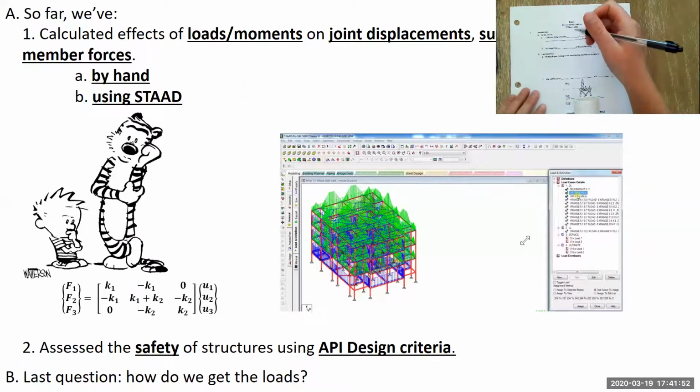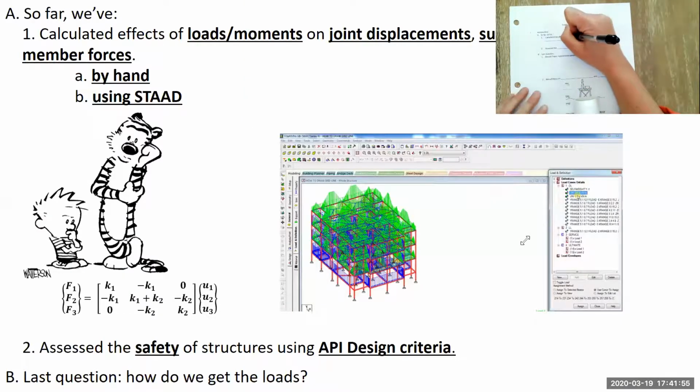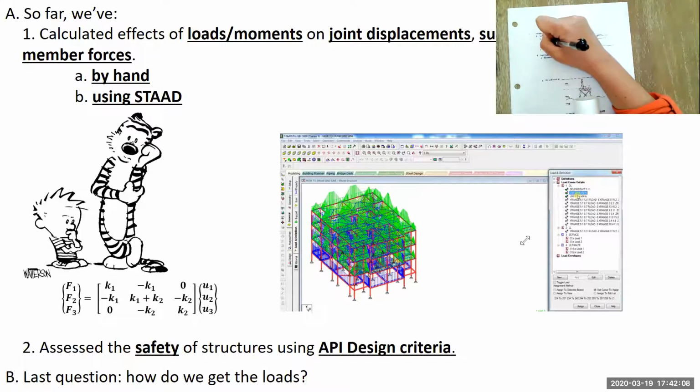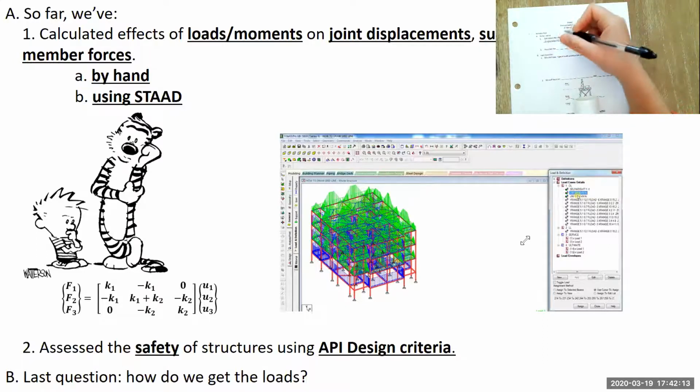So far, we've calculated what the effect of any load or moment applied to a structure would be. What is the effect of this load and moment on joint displacements or rotations? Also, what are the support reactions? We can do that for statically determinate or statically indeterminate structures with the direct stiffness method. And then also, what are the internal member forces?